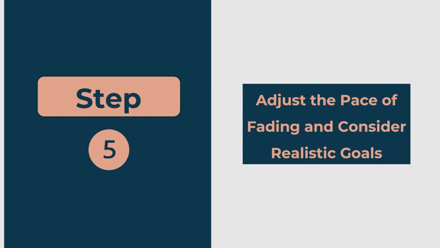The pace at which thinning occurs should be individualized and based on consistent observation of how the student is responding. In some cases, more frequent reinforcement may be necessary, or the reduction in prompts or support might need to be slower to accommodate the student's learning style and emotional regulation. Adjusting the pace of thinning based on the student's response not only helps maintain a positive learning environment, but also encourages a sense of achievement and motivation without overwhelming the student.